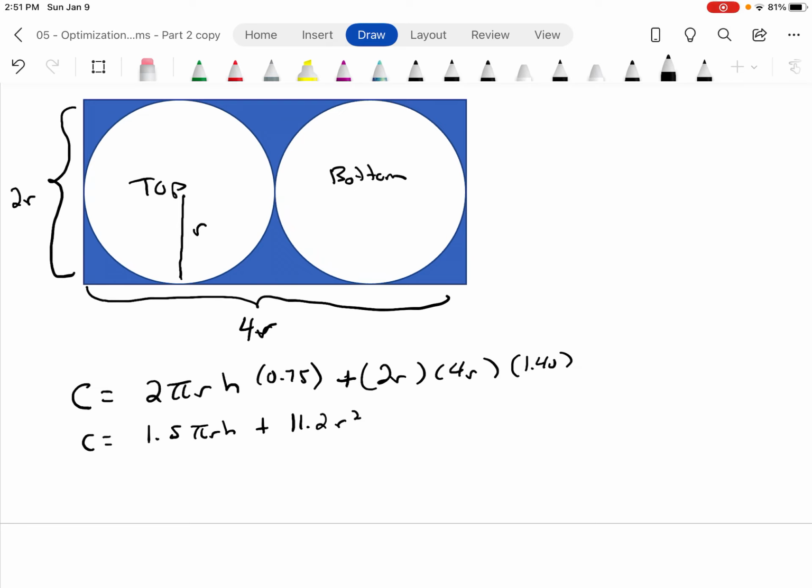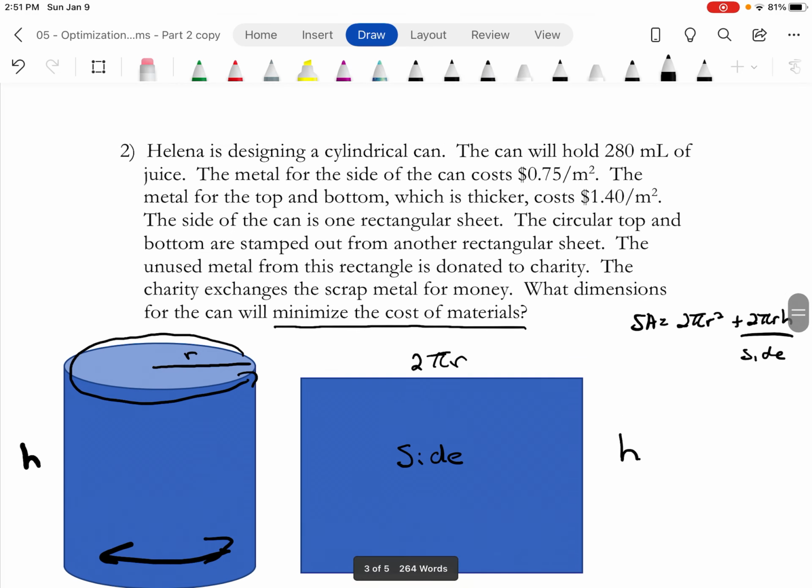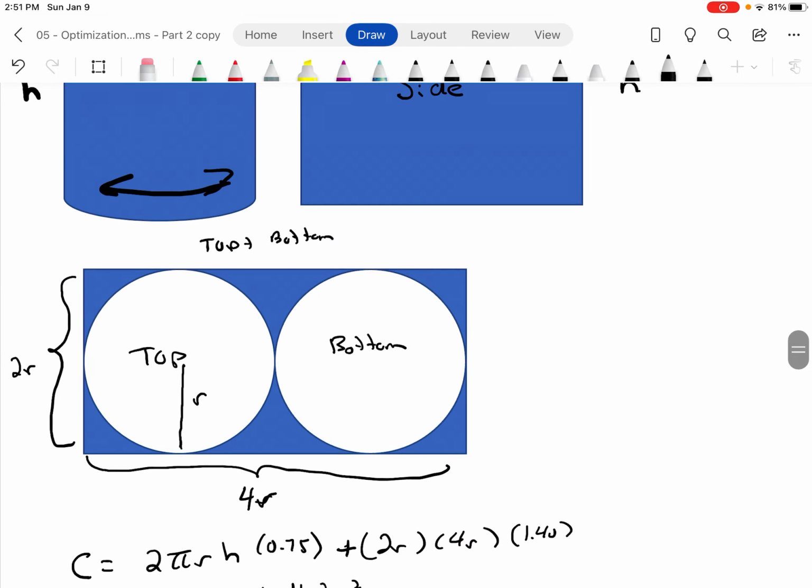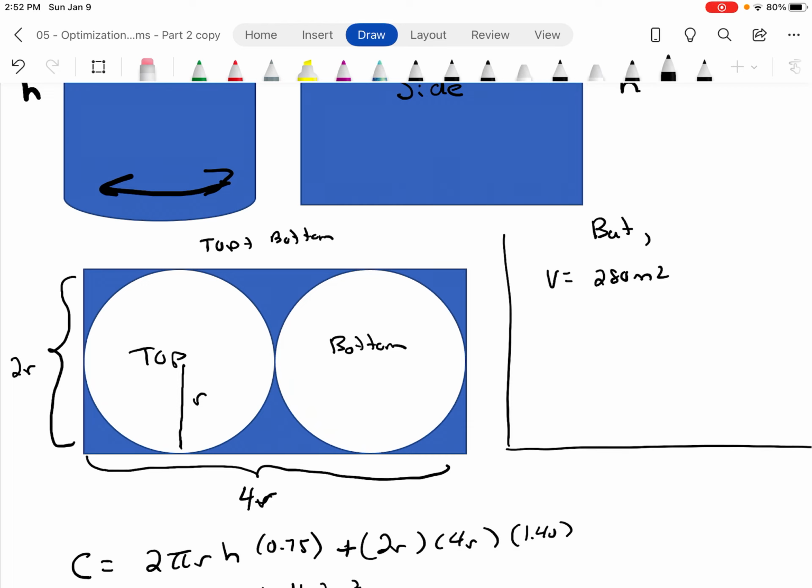So we're in really good shape here. We've got a cost equation that we want to take the derivative of. However, it's got both r's and h's in it. So I'm going to go back and look at the question and see if there's some other details here, because they do give us another detail. Let me read through. The can will hold 280 milliliters. So I know that the volume has to be, so here's my side work here, I always write "but." I don't know why I write "but" over here, volume has to be 280 milliliters.